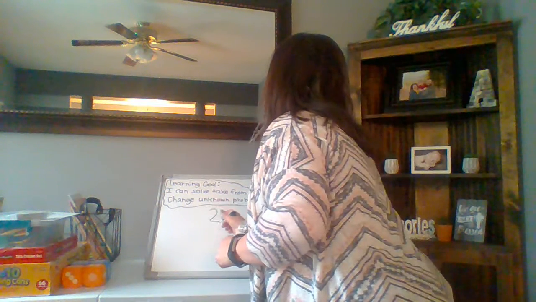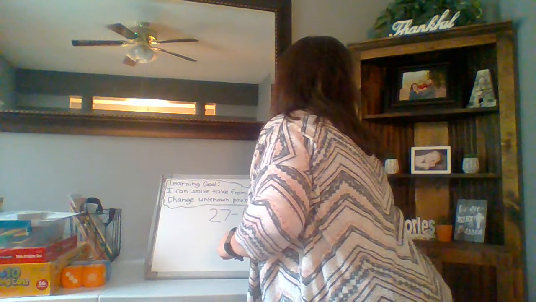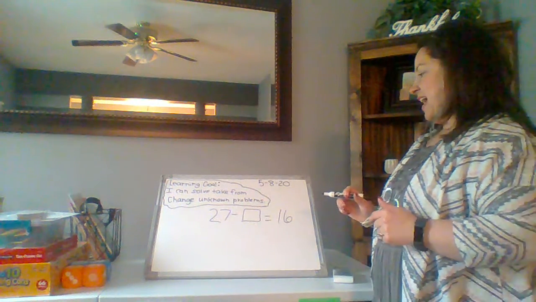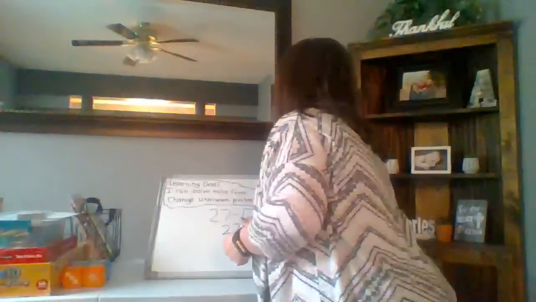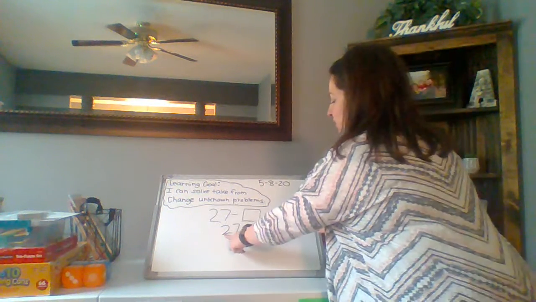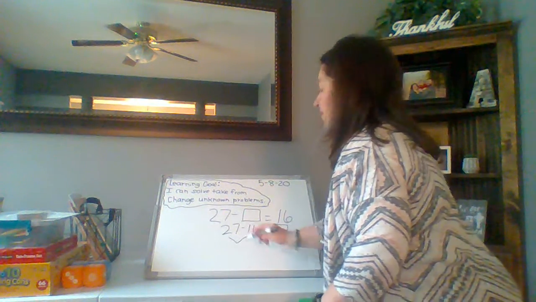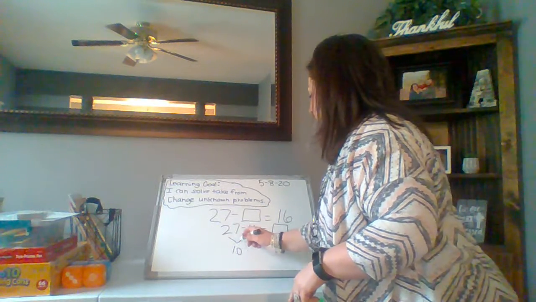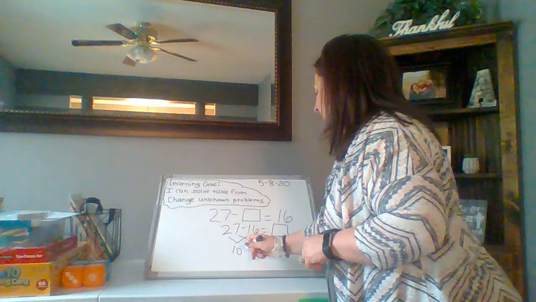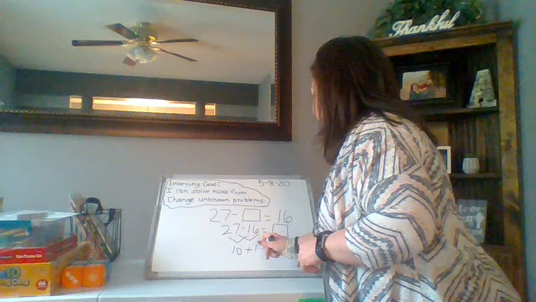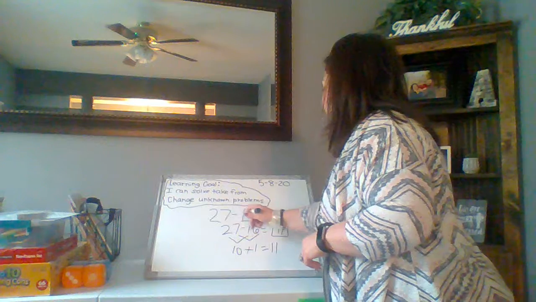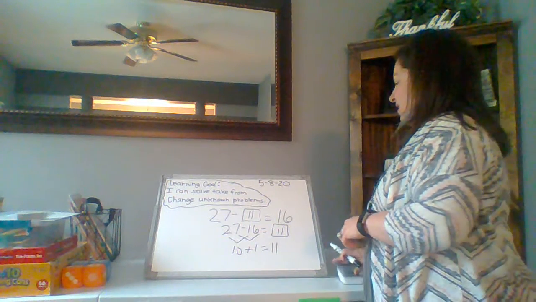Let's try another one. What if I had 27 minus box equals 16? Okay, let's flip that around to make it just a little bit easier to solve. Let's work with the tens first. What is 2 tens take away 1 ten? Well, that's 1 ten or 10. Now let's work with the ones. If I have 7 ones and I take away 6 ones, that is 1 one. I have to put those back together. And again, 10 plus 1 is 11. So 27 minus 11 equals 16.